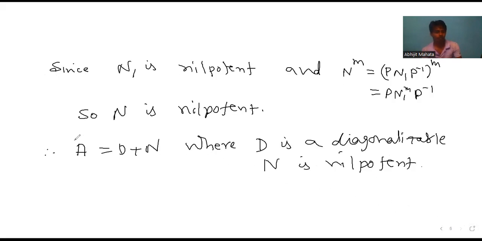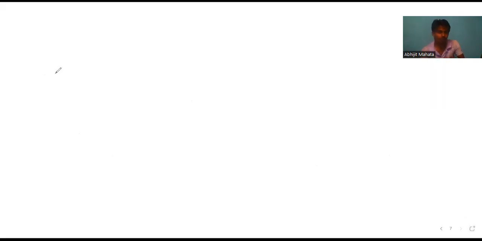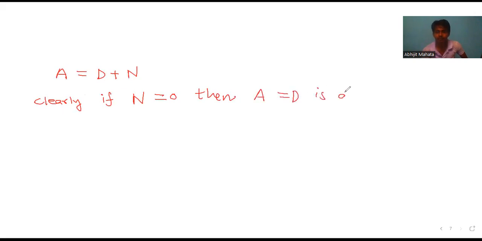Okay. So we now have that any matrix can be written as a diagonalizable matrix plus a nilpotent matrix. Now, the main interesting point: A equals what? Any matrix, if you take, let's say all the eigenvalues are in the field F, then you can write it as a diagonal matrix plus nilpotent. So this is diagonalizable and this is nilpotent. So clearly, if N equals the 0 matrix, then A equals D, so A is diagonalizable.